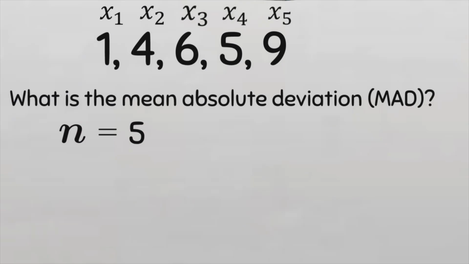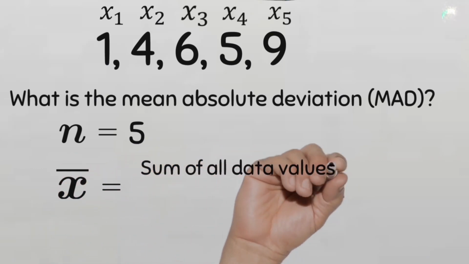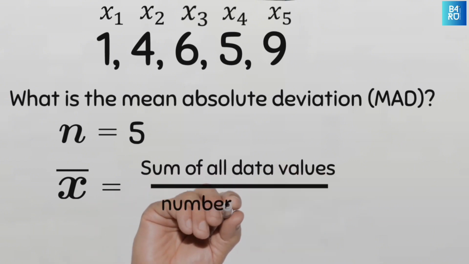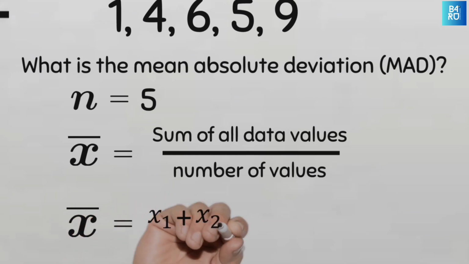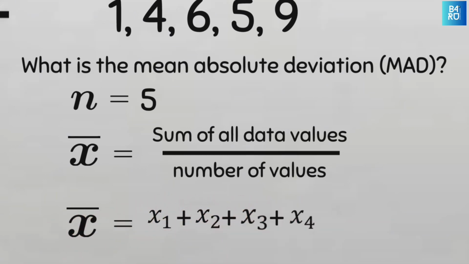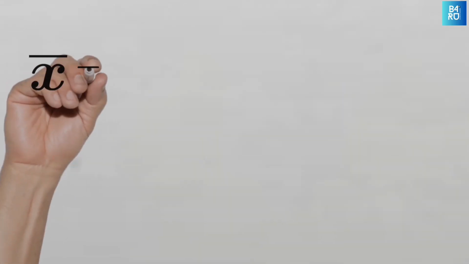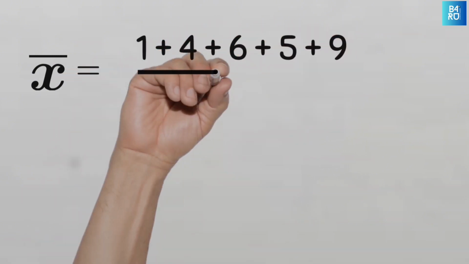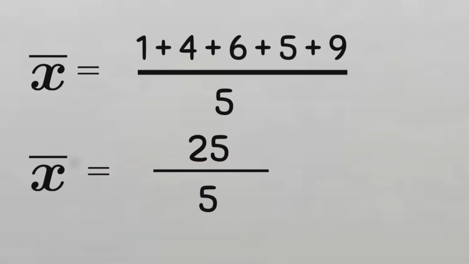Next, we need to find the mean of this data or x bar. To find the mean, we will add all the data values, that is from x1 to x5. We'll add all these values together and divide the sum by the number of data values, n. So x bar will be equal to x1 plus x2 plus x3 plus x4 plus x5 all divided by n. So we'll have x bar is equal to 1 plus 4 plus 6 plus 5 plus 9 all divided by 5, and that is 25 divided by 5. That's a mean of 5 years.